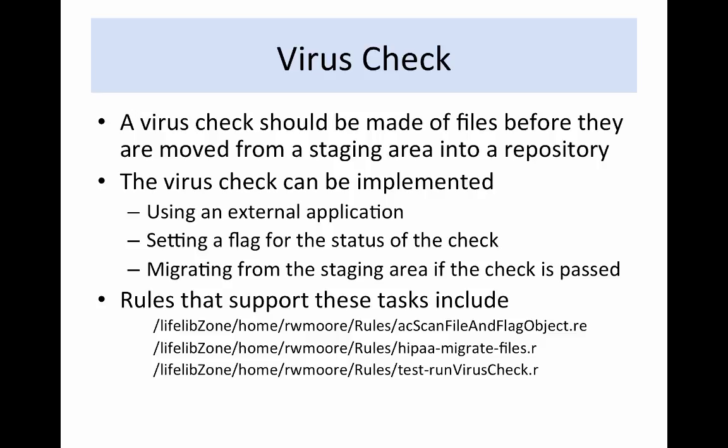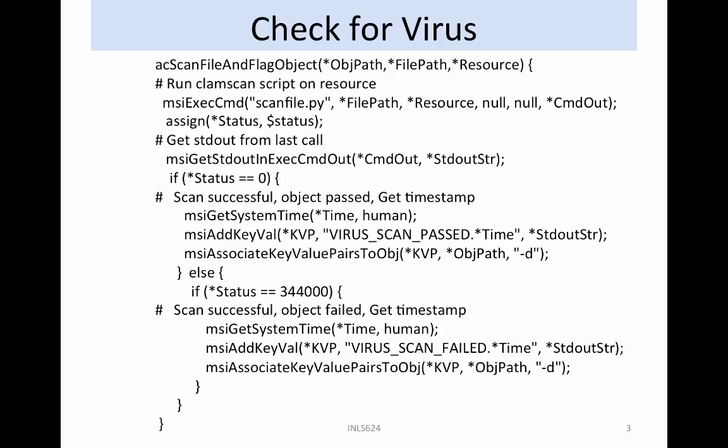They include Life Zone Home RWMore rules, AC scan file and flag object; Life Zone Home RWMore rules, HIPAA-migrate files; and Life Zone Home RWMore rules, test run virus check. The policy shown here is AC scan file and flag object.re.